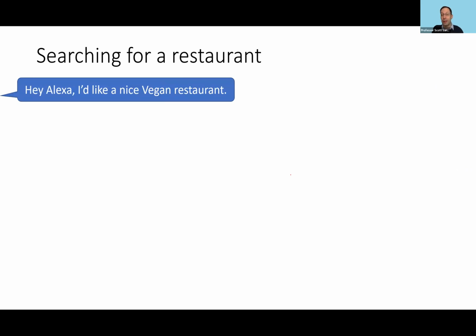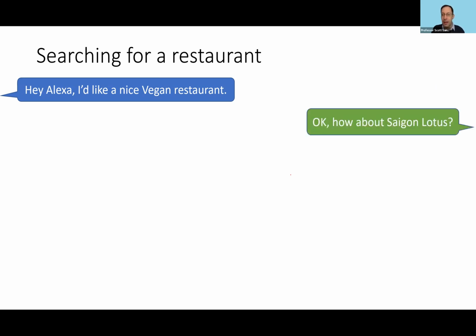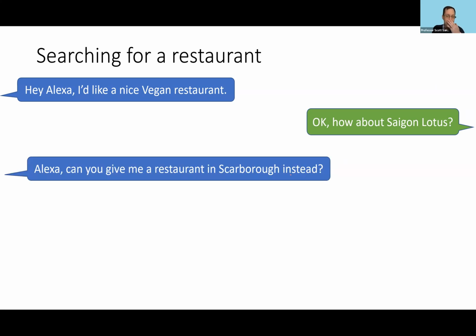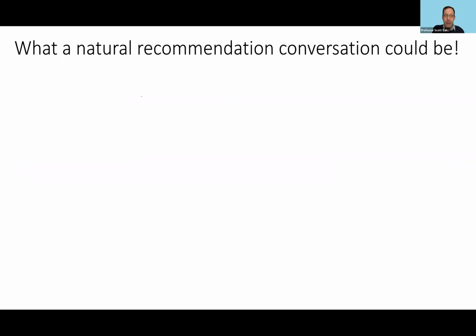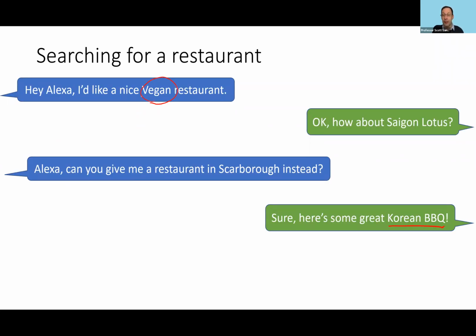Okay, so let's look at searching for a restaurant. You can ask Google Assistant for restaurant recommendations, but again, it's a very amnesia-prone system. So you say, "Hey Alexa, I'd like a nice vegan restaurant." And if you're downtown, say, how about Saigon Lotus, a really lovely vegan restaurant downtown. But actually, I live in Scarborough. That's where I am right now. And I say, "Well, hey Alexa, can you give me a restaurant in Scarborough instead?" It says, "Great, Scott, here's some Korean barbecue." Well, okay, fine, that might be in Scarborough, but the unfortunate thing is, I just said in the first turn that I was vegan. So I don't know vegan Korean barbecue. If you know it, let me know. Anyway, the systems just lose context very quickly.